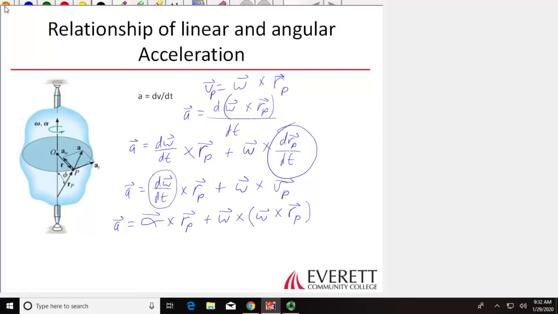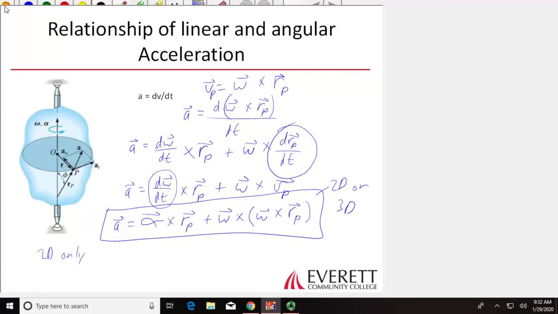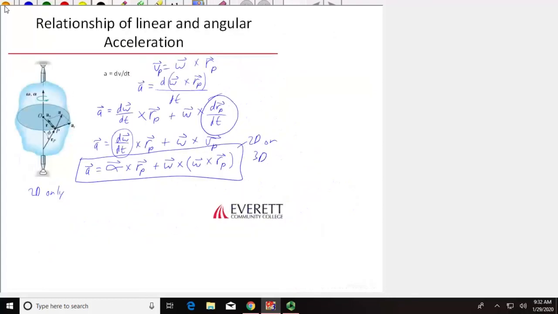For now, let's go ahead and look at this equation and see if we can learn a few things about it. The first thing is that we're in Chapter 16. This equation is going to be good for 2D or 3D, because it's using vectors, it's using the full cross products. In Chapter 16, we're in 2D. So if we're in 2D only, let's look at omega cross r. In 2D only, what direction is our omega going to be in? If we have 2D rotation, and let's just say the plane we're looking at is an xy plane, what direction is omega going to be in?